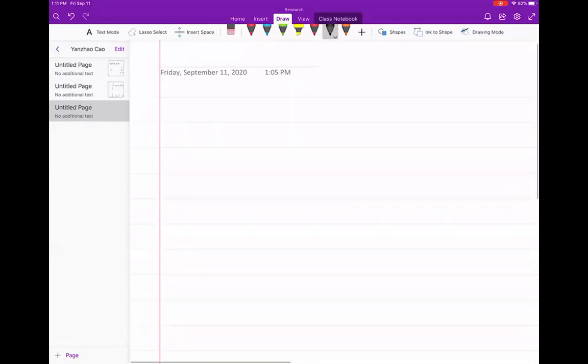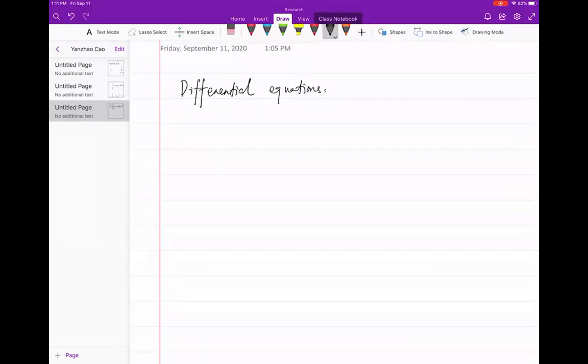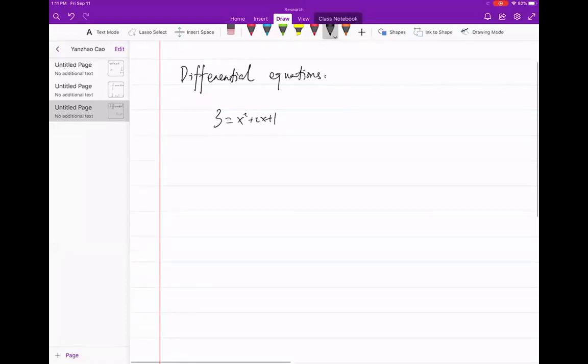So we will be talking about differential equations. Let's talk a little bit about what differential equations are. Today we will just go over the basics. We know what an equation is, maybe something equals 3. We know how to solve it.